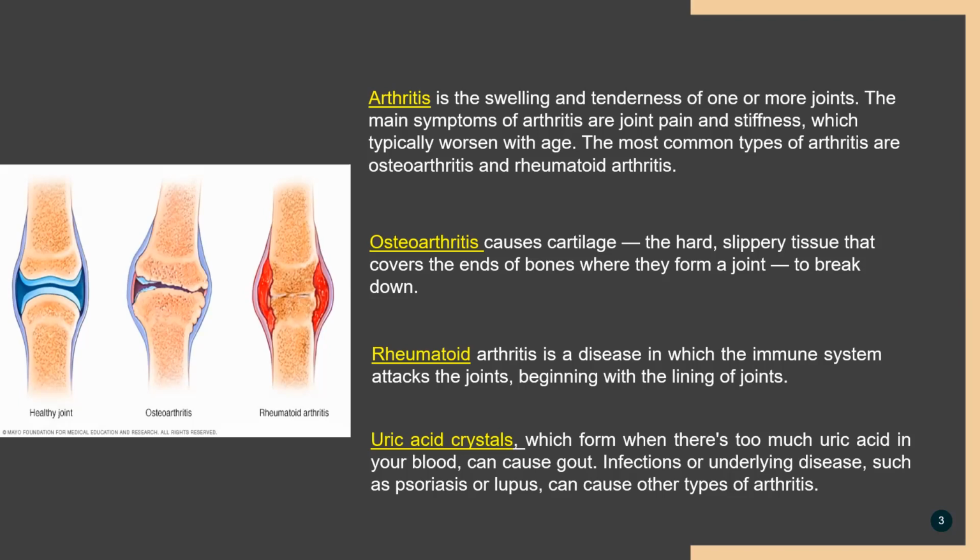Okay, what is osteoarthritis? It causes cartilage, the hard and slippery tissue that covers the end of bone where they form a joint, to break down. You can see on the left-hand side a picture of healthy joints, osteoarthritis and rheumatoid arthritis. In the longer run, you are moving towards rheumatoid arthritis. That means arthritis, then osteo, then you end up with rheumatoid. Rheumatoid is a disease in which the immune system attacks the joints, beginning with the lining of the joints.